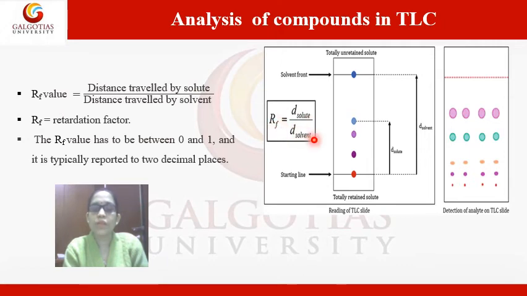So from the RF value we can identify which is a polar compound and which is a non-polar compound. See here, for this compound the RF value is high because it moves faster. For this compound the RF value is low. When we compare the nature of these two compounds, this is a low polar compound and this is a high polar compound, if we take a silica gel plate. Here these are the different separated compounds in a mixture. The RF value has to be between 0 and 1. So the RF of a compound is never more than 1.